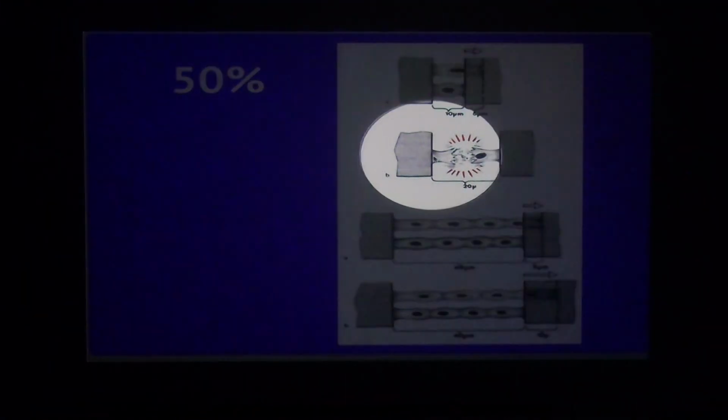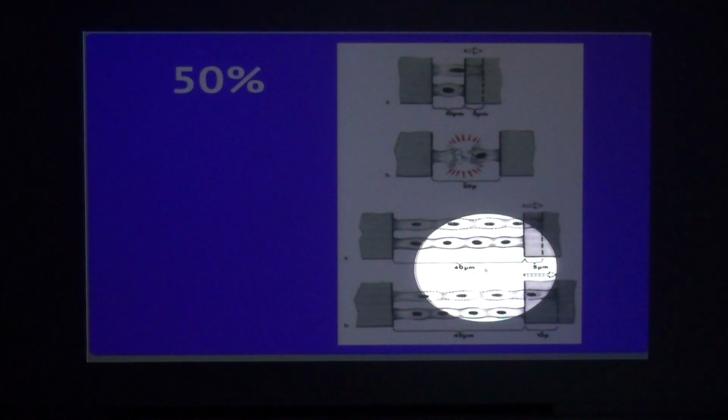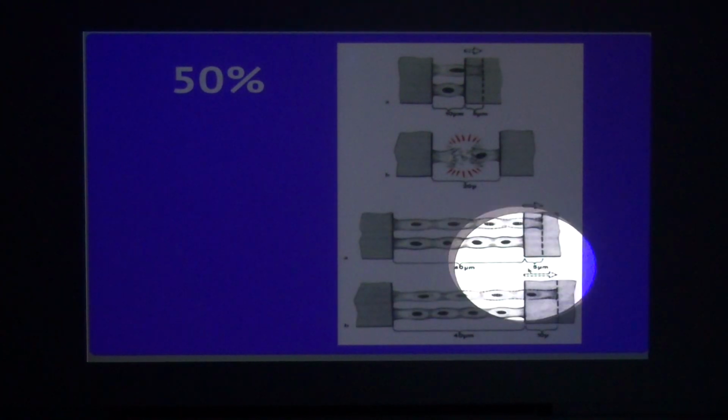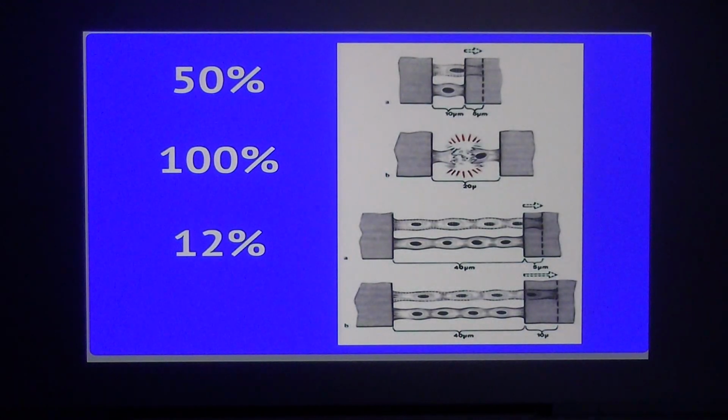Whereas this guy down here, if you go by 20 microns, it breaks. Whereas this guy, he's a 40 micron gap. If you strain him by 5 microns, it's only 12% strain. So it's not just how much you move it, it's what the fracture looks like in the first place that's important. That impacts on your strain: change in length over original length.